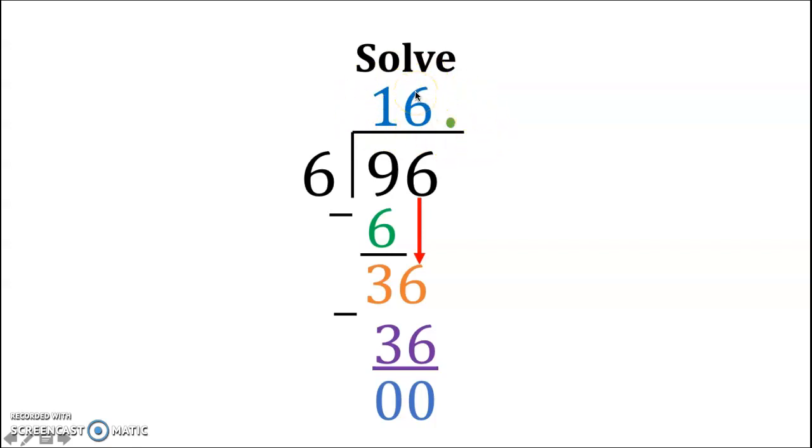However, if you weren't 100% sure if your quotient was what it needed to be, you could multiply your quotient by your divisor to double check your answer. In multiplying 16 and 6, you should get 96 if you divided correctly.